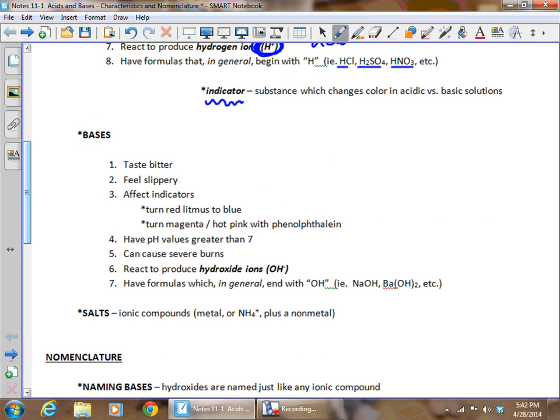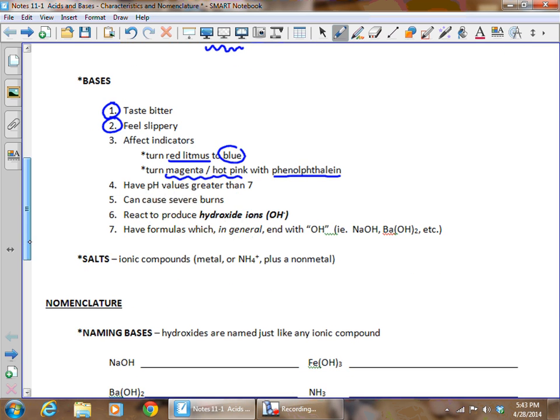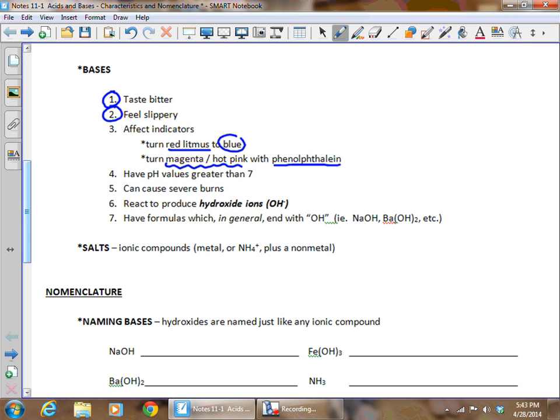Now, bases taste bitter. Again, we're not going to taste anything in the lab, but if you've ever had some of the soaps in your mouth, they're very bitter. They feel slippery. They also affect indicators, and notice that bases turn red litmus to blue, and in phenolphthalein, they are a magenta or hot pink color in basic solutions. Those indicators have definite color changes depending on acidic or basic solutions that they're in. Bases have pH values greater than 7. They can cause severe burns just like acids can.